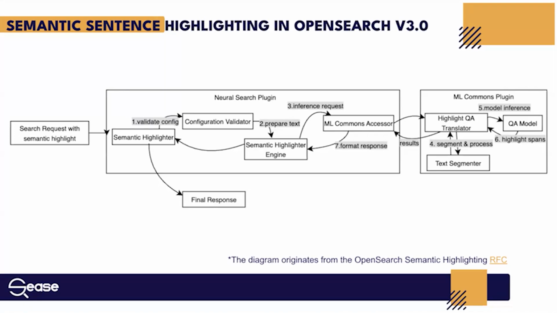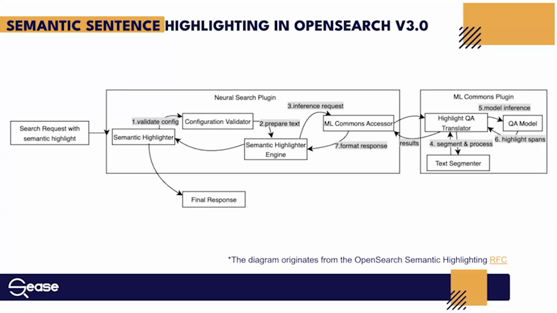Then we have these two modules. One is neural search, the module that handles all the hybrid search stuff. The other one is the ML Commons plugin. That module handles all the model inferences and talks to the model directly.